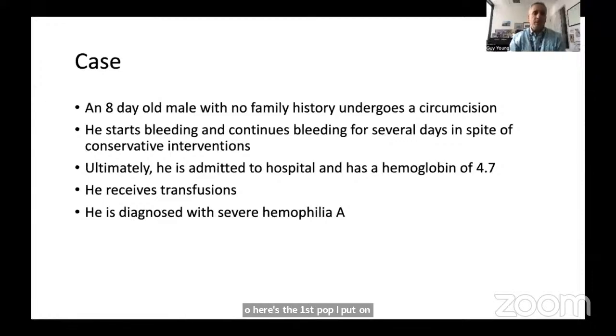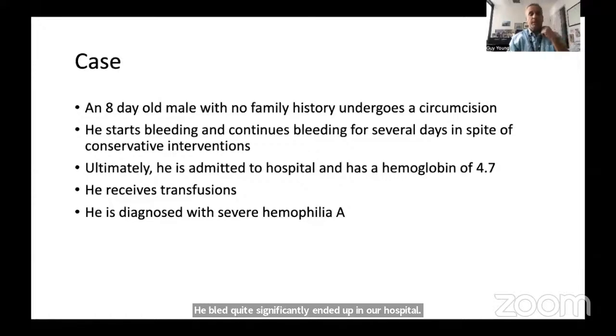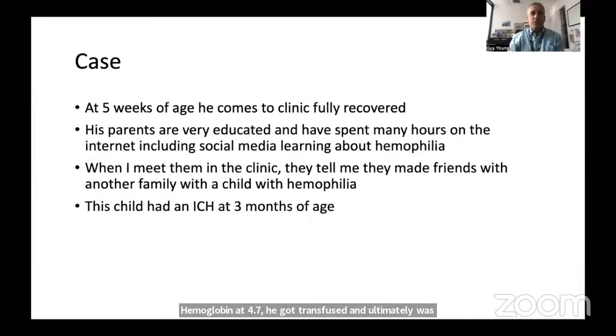8-day-old male, no family history of hemophilia. He had a circumcision. He bled quite significantly, ended up in our hospital, hemoglobin of 4.7. He got transfused and ultimately was diagnosed with hemophilia A, severe. At 5 weeks of age, he was fully recovered.